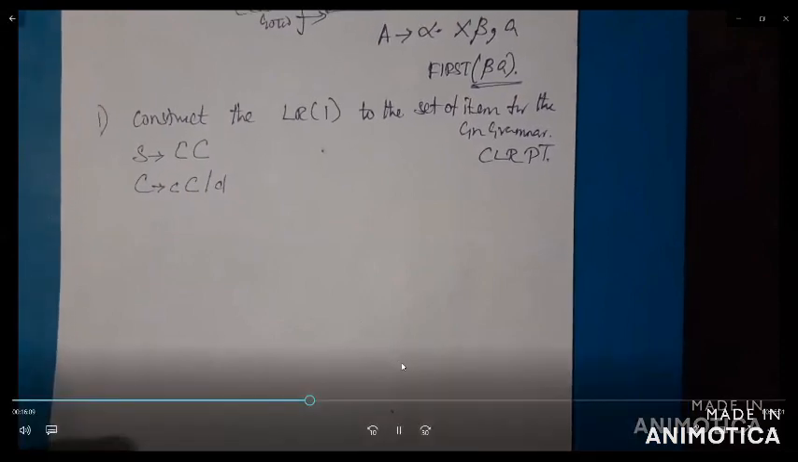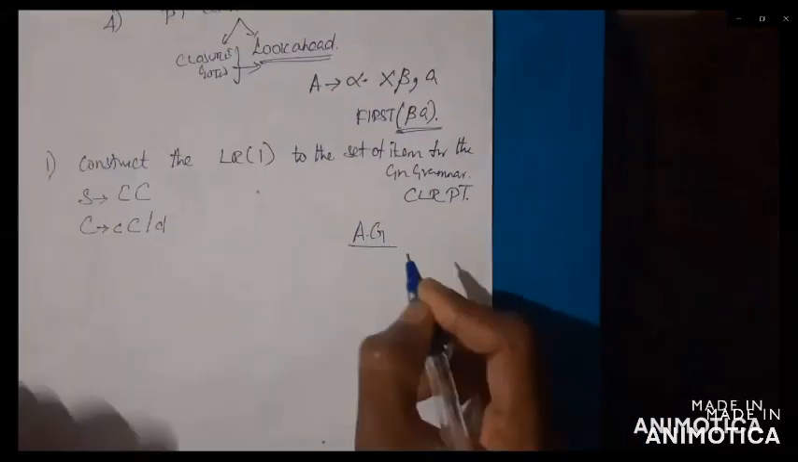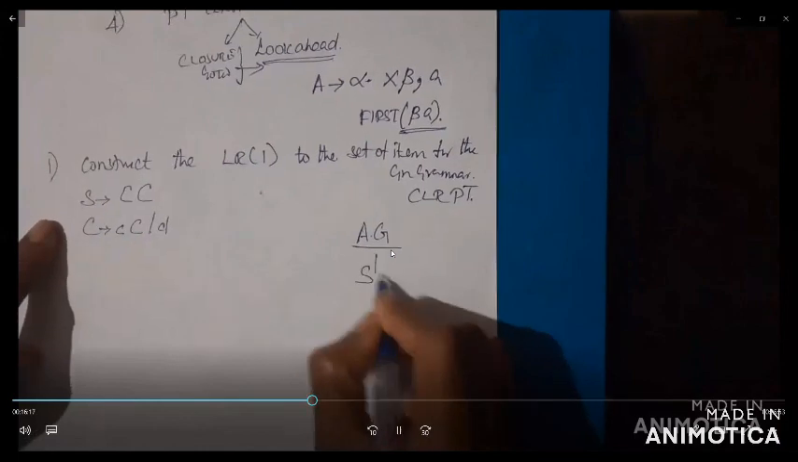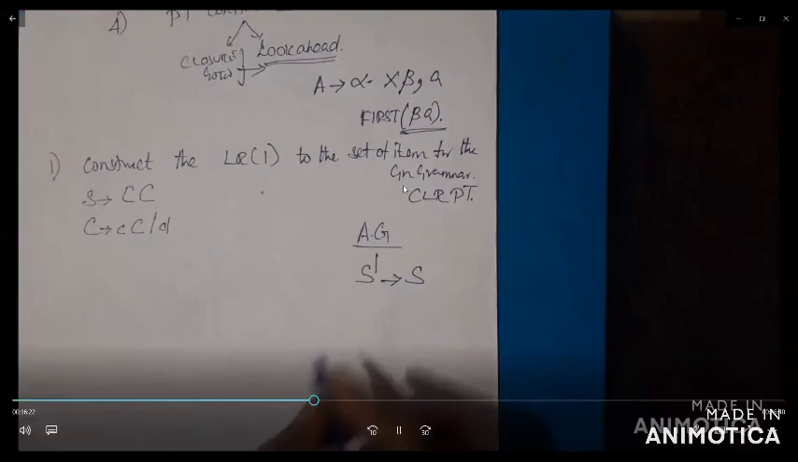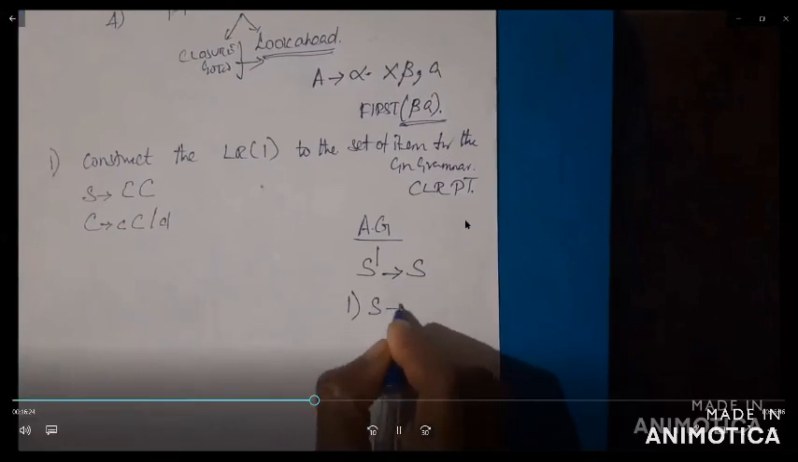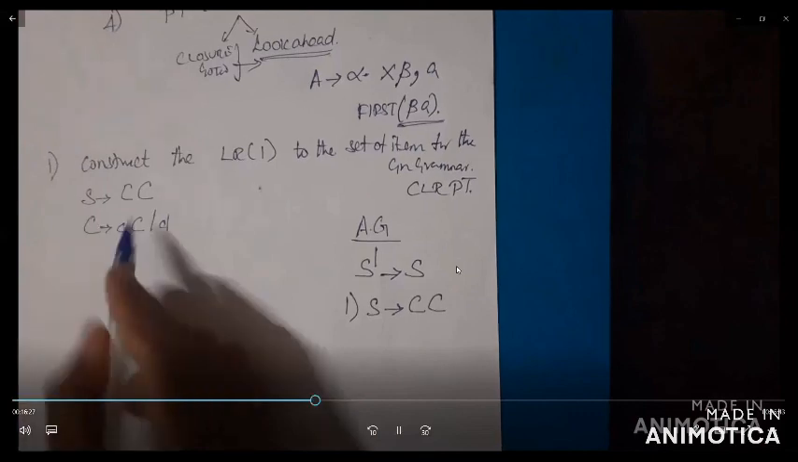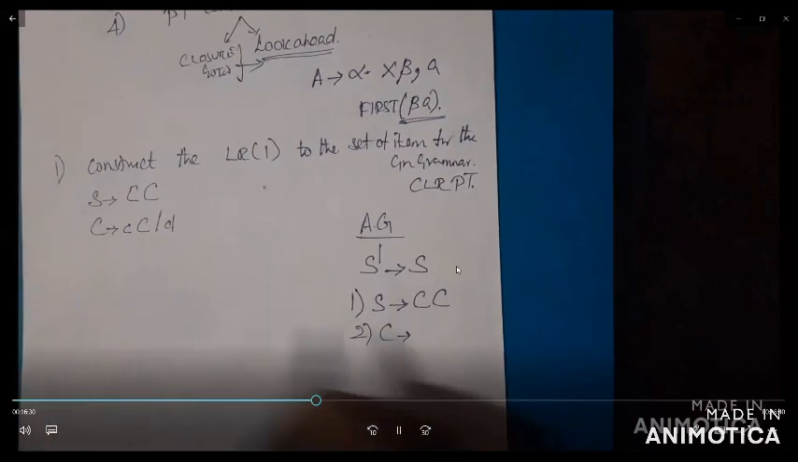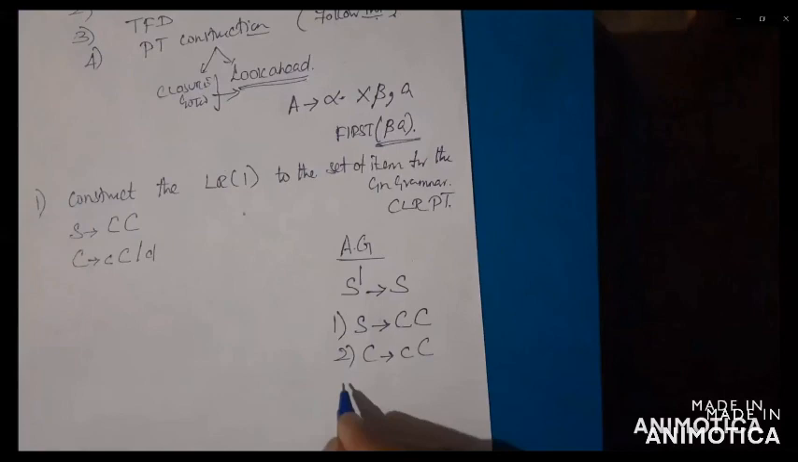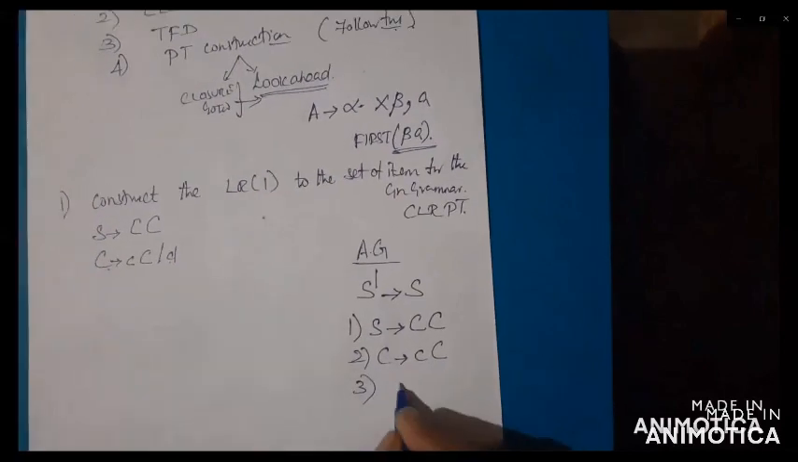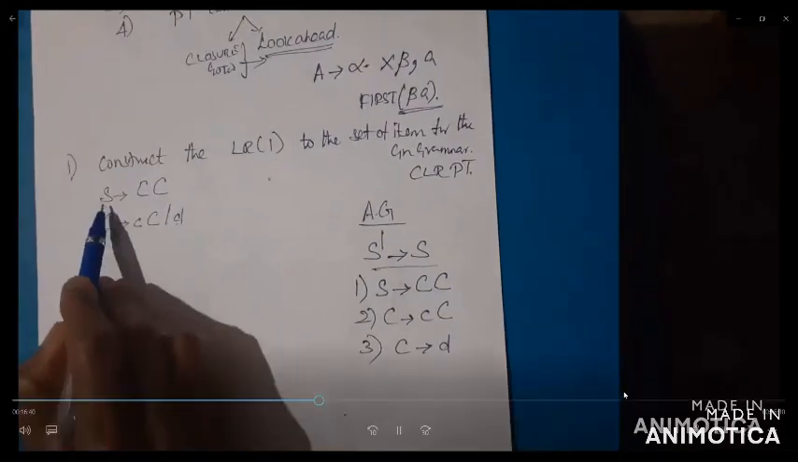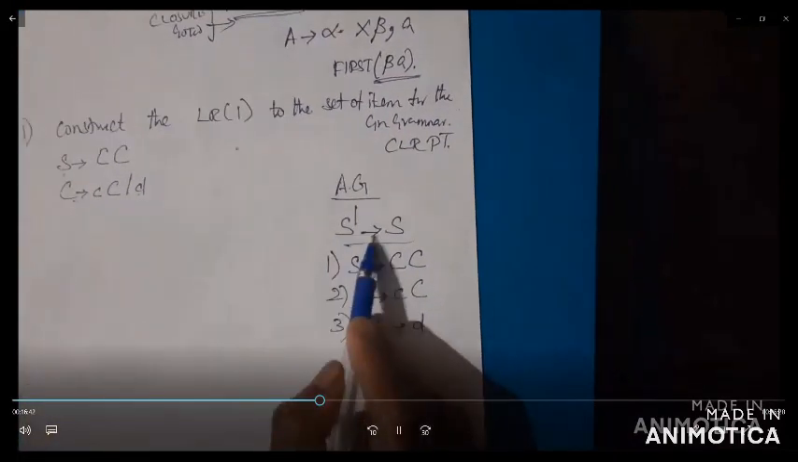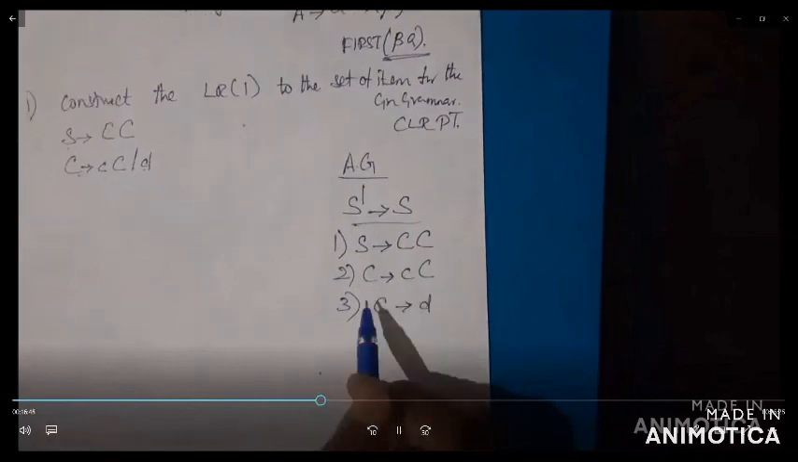What is the first thing you have to do? Create the augmented grammar. The starting symbol of the grammar is S, so you create a new grammar S dash tends to S. Second, you write each individual production: S tends to CC, C tends to small c capital C, and C tends to D. So for the augmented grammar you create the starting production S dash tends to S.